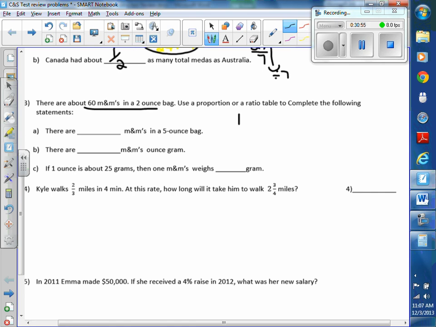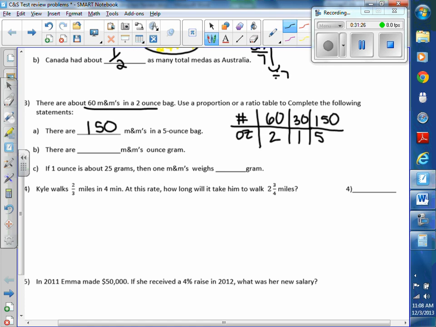So we've got numbers of M&Ms to ounces. So if you know that there's 60 in a 2-ounce bag, there's 30 in a 1-ounce bag, so in a 5-ounce bag there's 150, right? Okay, so kind of an easy problem still, right? Some are easy, some are medium, some are difficult. The table was a difficult problem.